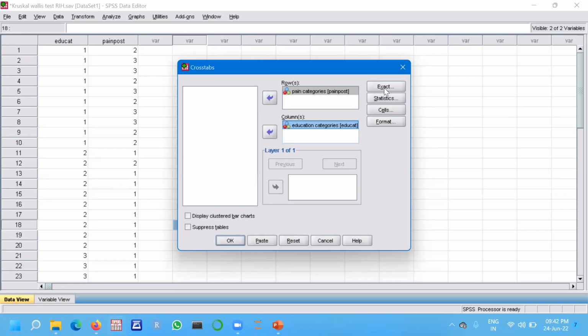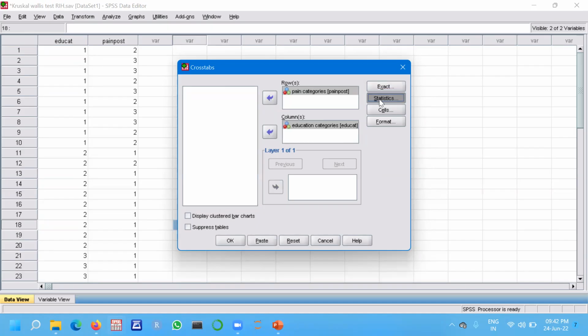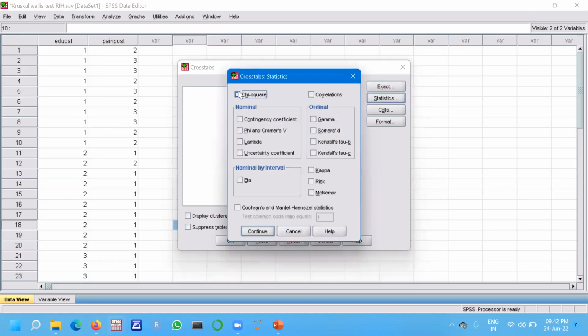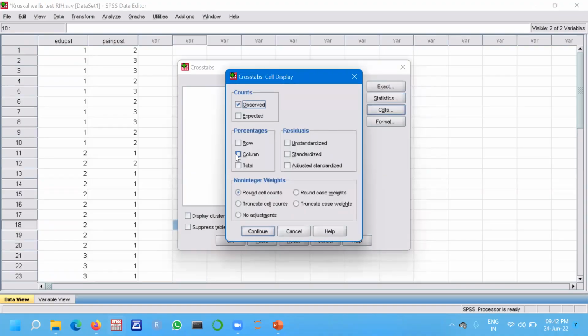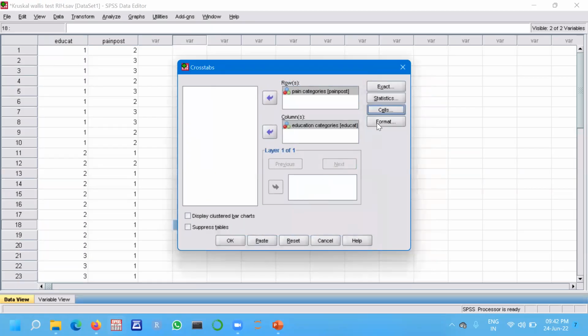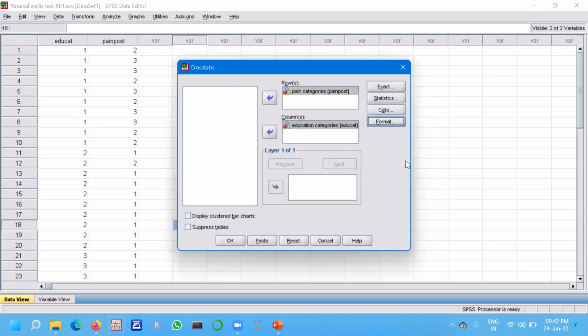Okay. No need to give anything here. Statistics also, if you want to know the chi-square, you can do it. Otherwise, no need. Okay. Continue. Cells. Percentage column. Your percentage also you need to find out. Okay. Now format. Nothing to manipulate here. Then give OK.